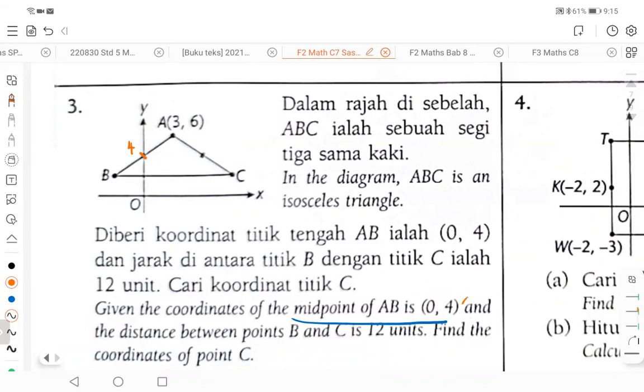Okay, then next we continue here. The distance between point B and C is 12 units. Find the coordinates of point C. Okay, so how to solve?